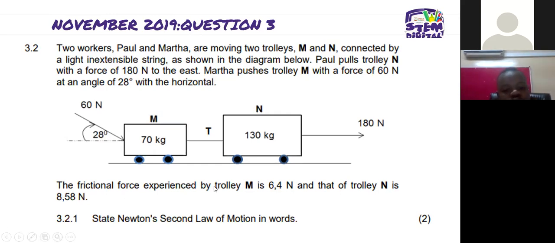Now the frictional force experienced by trolley M is 6.4 newtons, and it is kinetic friction. And the one that is experienced by N is 8.58 newtons. So the frictional force experienced is not the same. Then we are required to state Newton's second law of motion in words. Now, I hope you remember that. Right, let us state it.